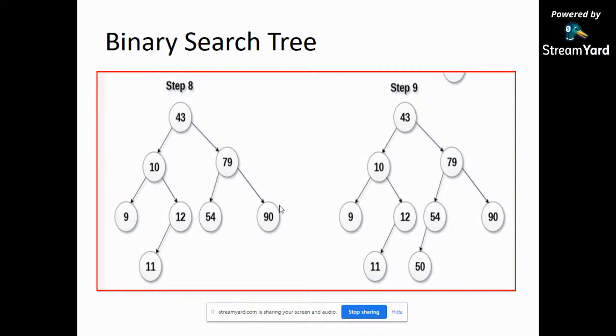So in this way, the binary search tree is created by maintaining the order. Every time, the root node will be a node which has all the values lesser than the root node in the left subtree, and all the values greater than the root node in the right subtree.